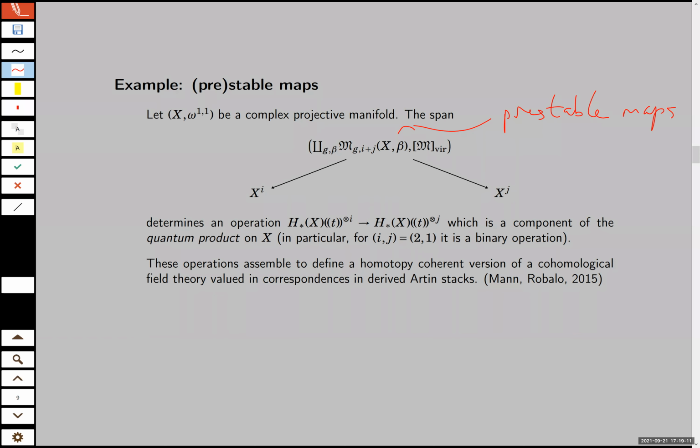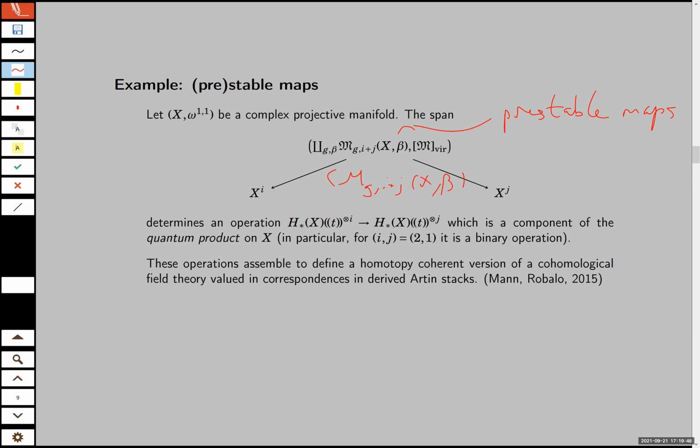And what I've written here is slightly incorrect actually. I've written it with pre-stable maps. If the sentence I wrote below is going to be true, I should have written this with the stable maps space, at least that's how it would normally be formulated. And pushing and pulling against, integrating against the virtual class determines these orientations, which are components of the quantum product on X. The actual quantum product itself is a map from X squared to X.